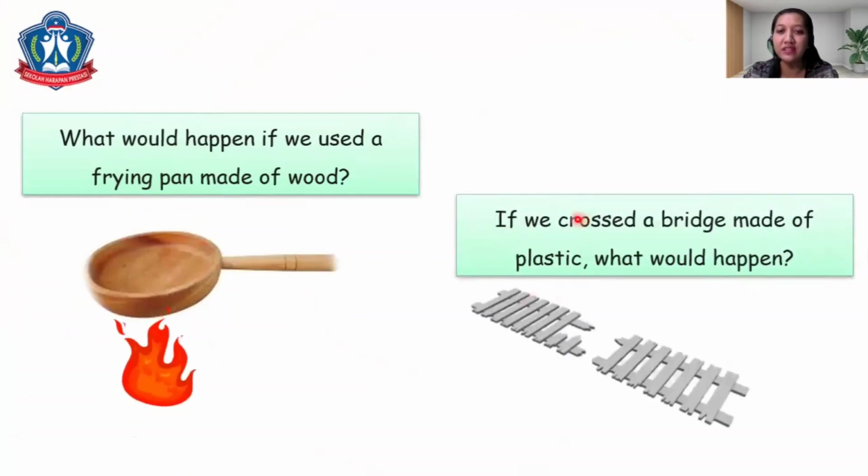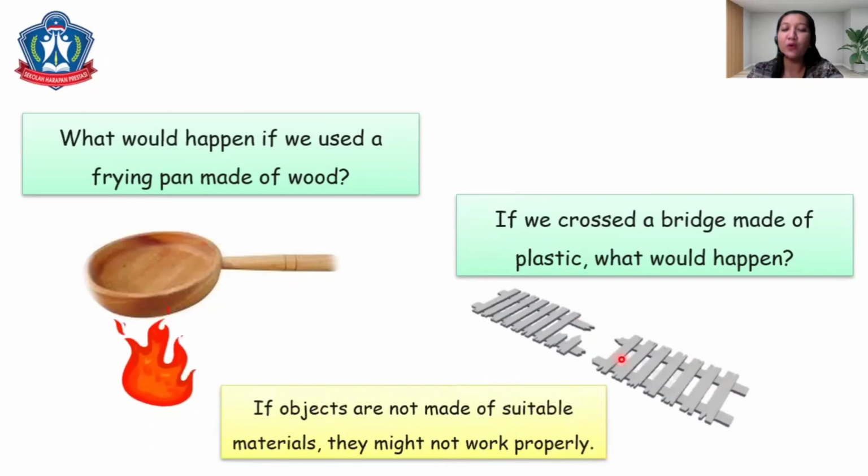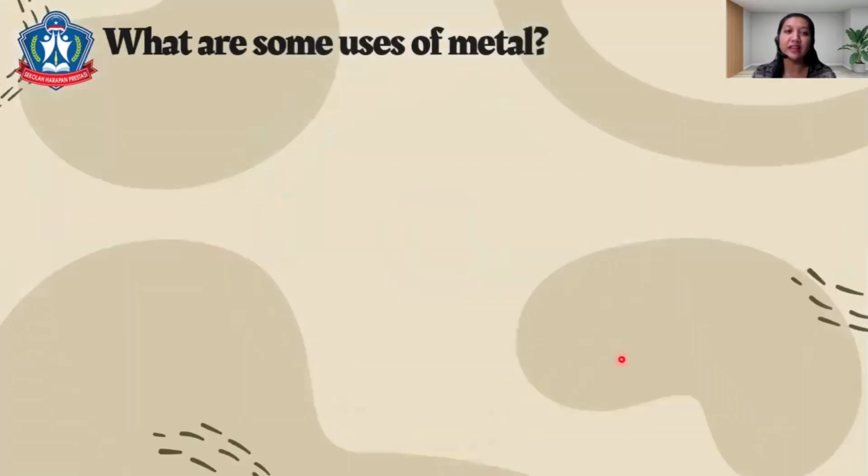Now friends, the next question: if we cross a bridge made of plastic, what would happen? Okay, right friends, the bridge would break. So I want to highlight here, if objects are not made of suitable materials, they might not work properly. Even, it can be dangerous for us when we use it. So friends, let's discuss one by one here.